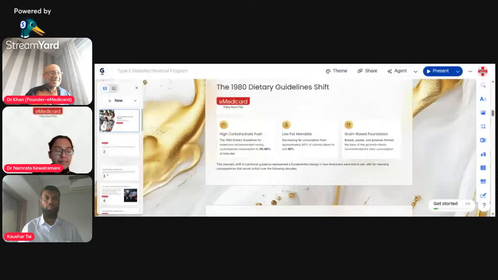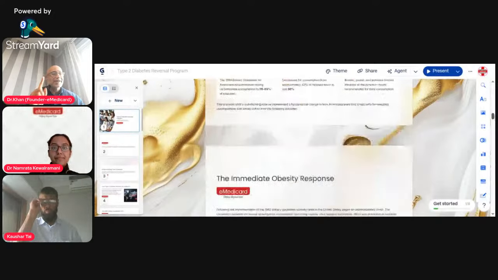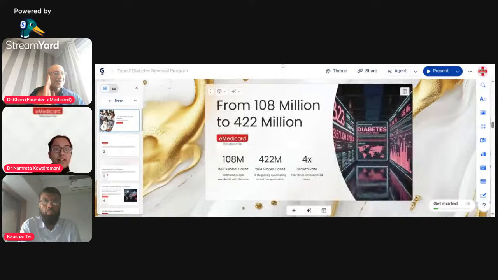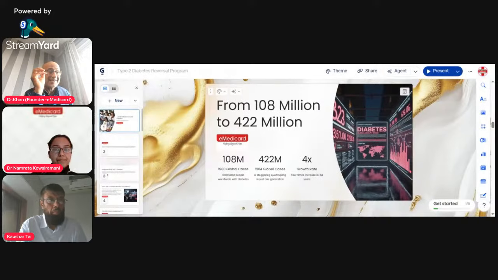If you take the next slide. So you see the numbers there, from 108 million to 422 million in just a span of one decade. Okay, so this is an unstoppable trajectory. The concerning fact is that there seems to be no end to this. We are seeing it rise every year, increasing in numbers.